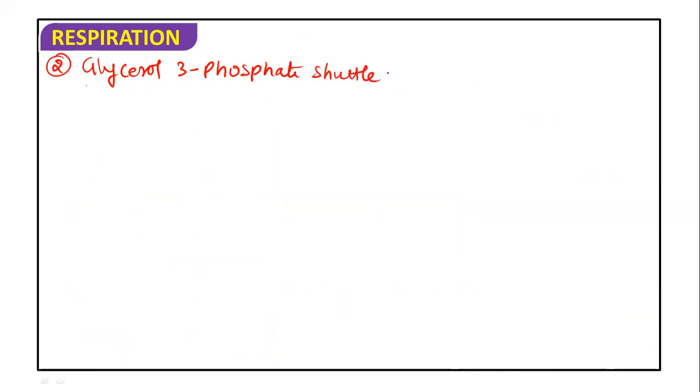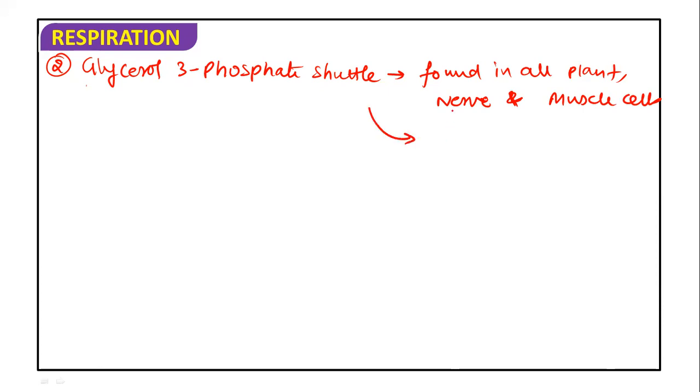And it is known that this glycerol 3-phosphate shuttle is found in all plants, nerve, and muscle cells. And this glycerol 3-phosphate shuttle is a common shuttle system.